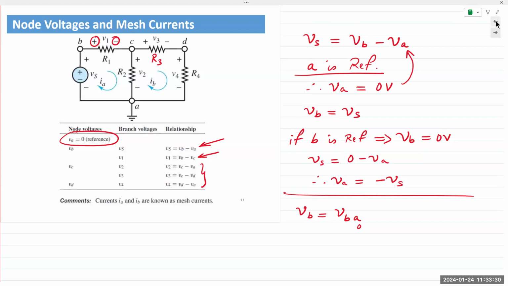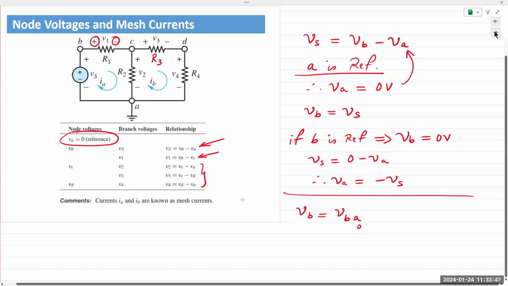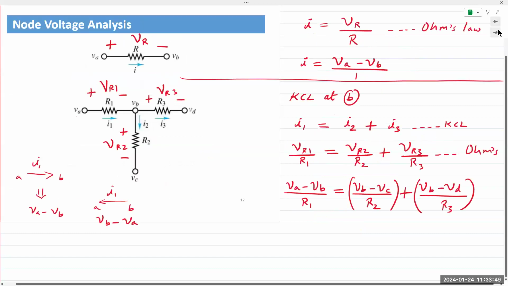The point is, even if you choose C or D as your reference, you can still arrive at the right answer. It is just more work because you have to write more equations. So it's a slightly less efficient method. Okay. Is everybody clear on this?